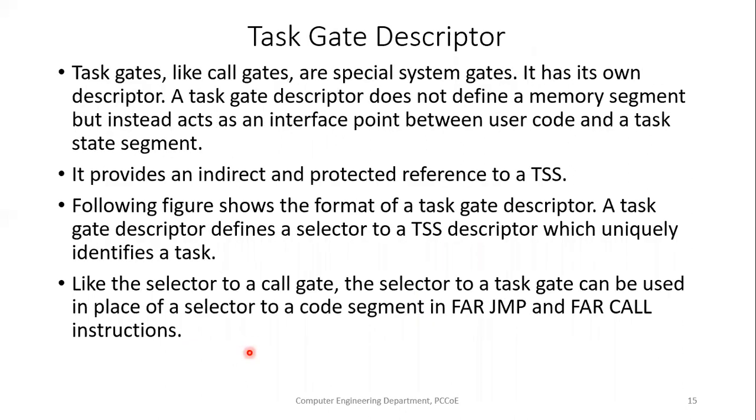Now the next part we will see is the task gate descriptors. Like the call gate and the interrupt gates, this task gate is also a special type of system gate. Whatever the special system gates are, they have their own descriptors. A task gate descriptor does not define a memory segment, but instead acts as an interface between the user and a task segment. The main point with respect to the task gate descriptor is that it is a special system gate with its own descriptor. It does not define a memory segment, rather it acts as an interface between the user code and the task state segment directly.